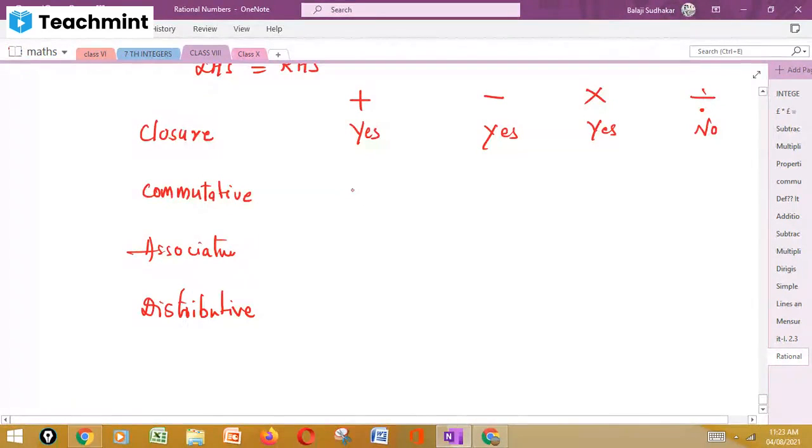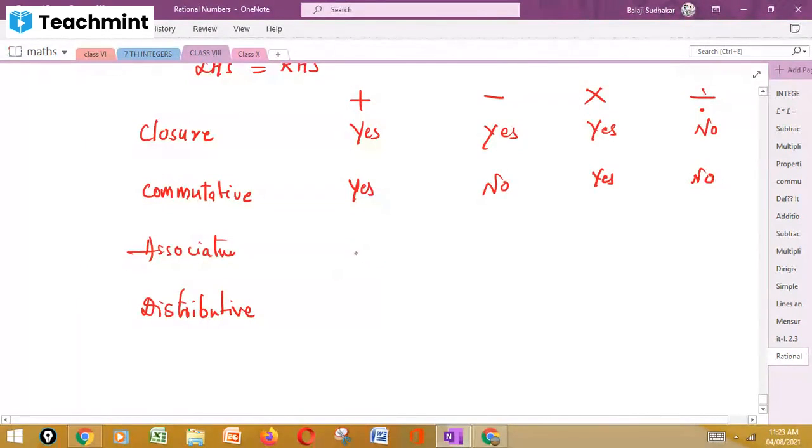Commutative property. Over addition: satisfied. Over subtraction: not satisfied. Over multiplication: satisfied. Over division: not satisfied. Very good.